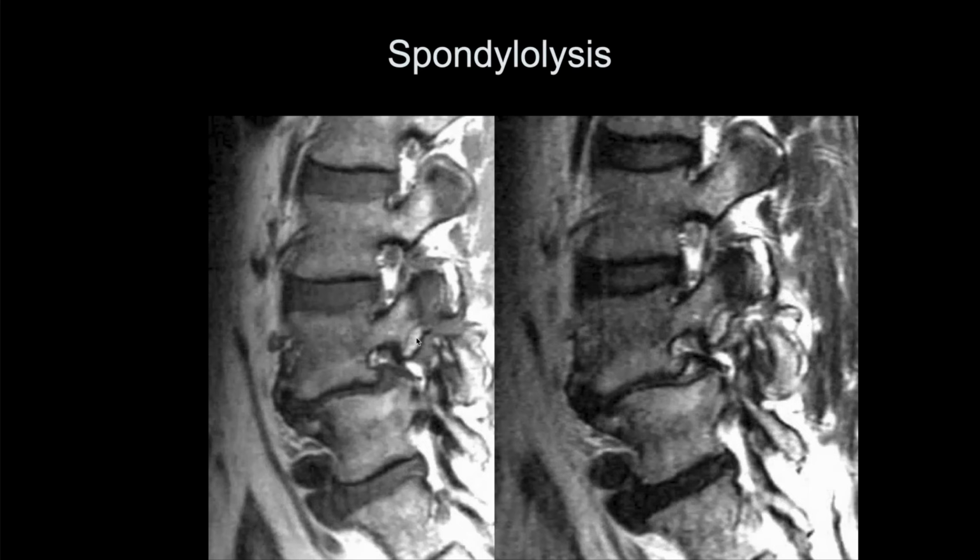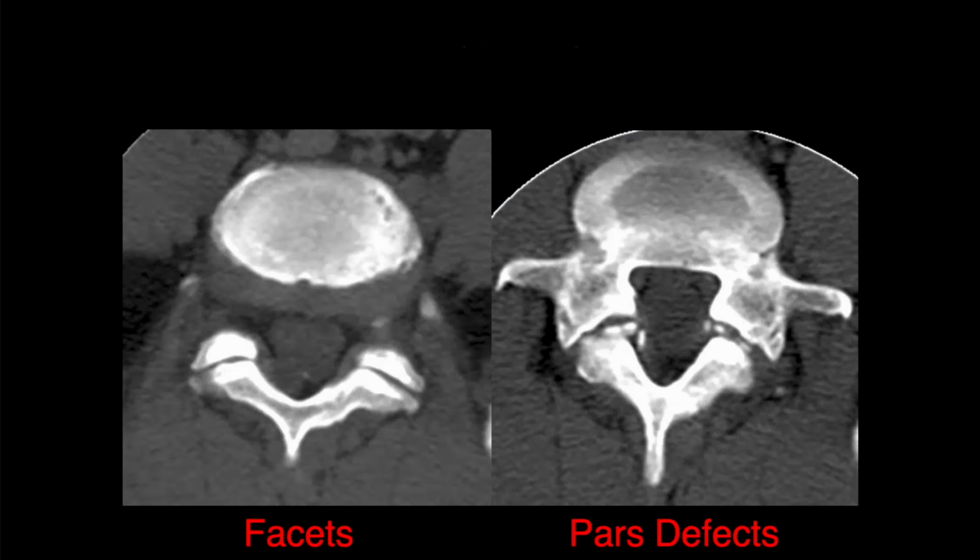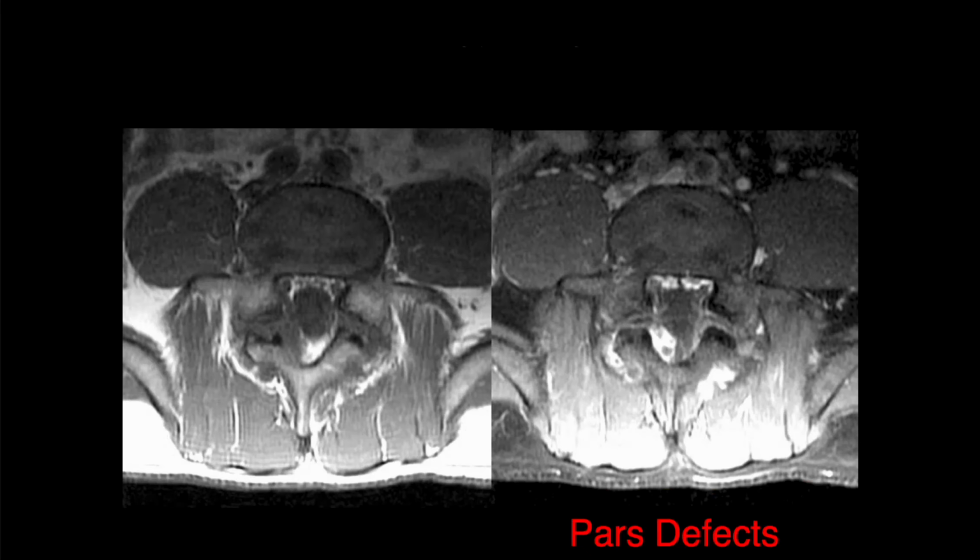Again, pars defect. And one thing that you can see here, basically what looks like two facet joints, kind of in the same slice. One's a facet joint, one's a fracture. Pars defects. Facet joint, pars defects. And here we can see pars defects on both sides.